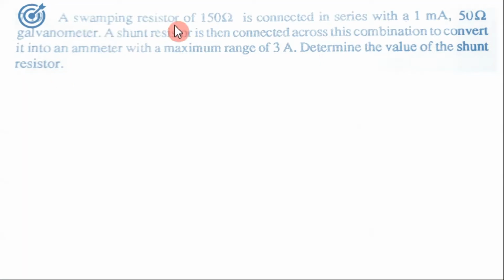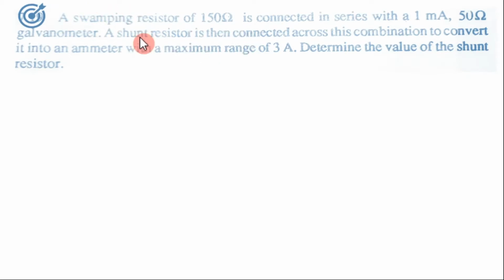First, let's understand some terminologies. For example, the swamping resistor is connected into the circuit for the control of the temperature. That's called a swamping resistor. And the other terminology here is the shunt. Shunt is another term for parallel. So when you say shunt resistor, it is a parallel resistor connected to the branch.